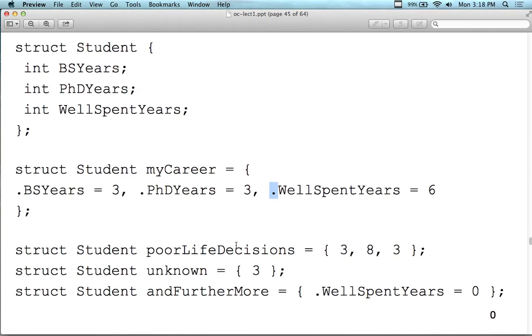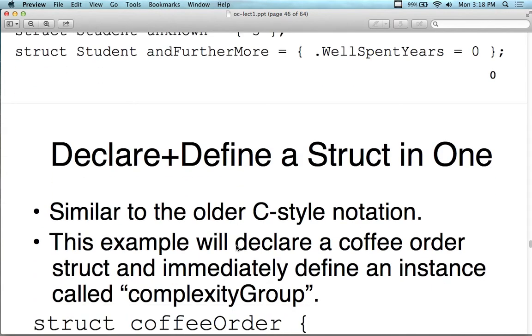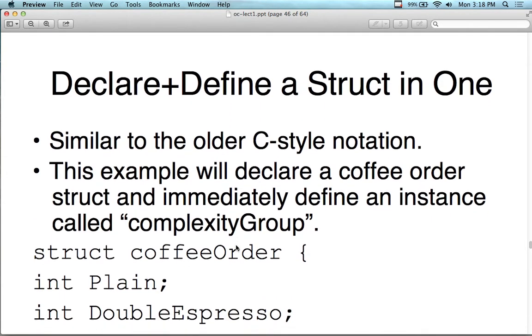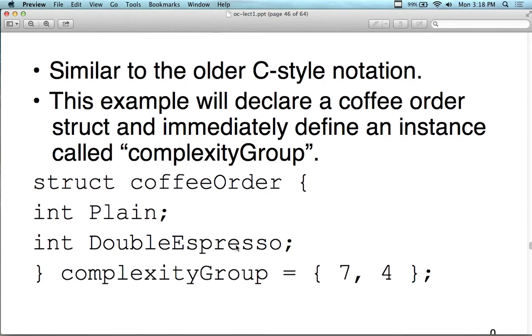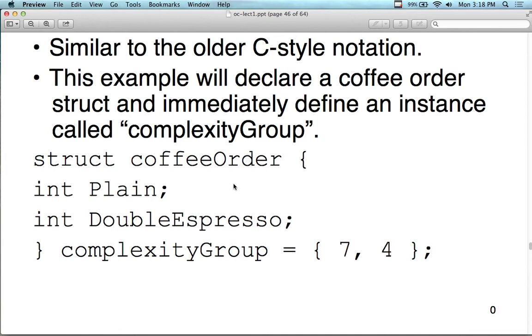So that's basically showing you that you can use structures essentially in Objective-C. And then you can define plus declare a structure in one, the same thing that you can do in C. So similar to the older C style notation, the example here will declare a coffee order structure and then immediately define an instance called complexity group. Because this is the declaration, we can just piggyback the definition on the end. So it's a little shorthand. And setting 7 and 4, meaning it's plain and double espresso, is set to those 2 values.